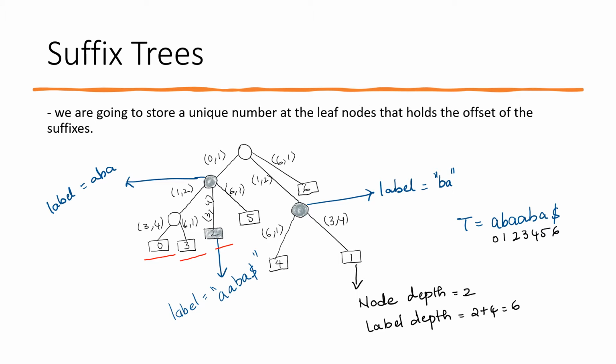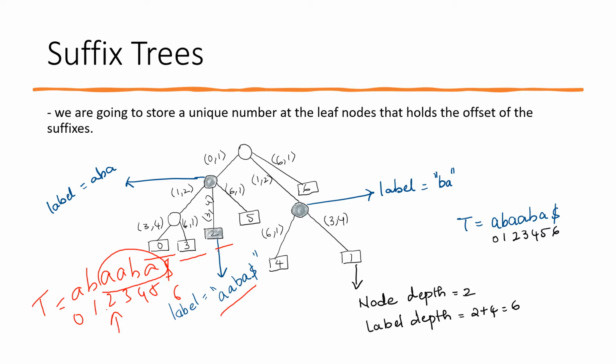For a particular suffix aaba, with t equal to abaaba dollar, it's 0, 1, 2, 3, 4, 5, dollar 6. So aaba starts from here. So the offset for the aaba suffix is 2. So similarly, we're going to store all the offsets in the leaf nodes.